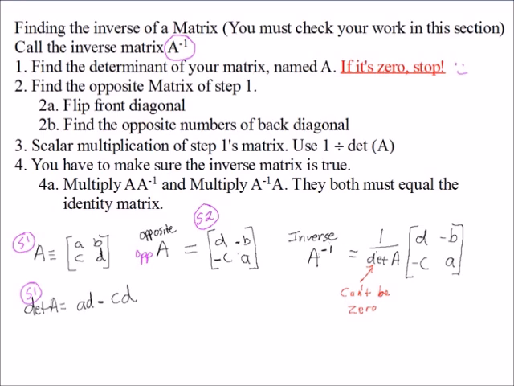Step 3, scalar multiplication of step one's matrix. Okay, so you're going to use 1 divided by the determinant of A. So here's step A right here, and then you put that under here. So this is S3. Okay, and then S4, you have to multiply this number and this number. So step 4 is when you take and multiply this times this and then this times this. We'll go ahead and do that in our examples.